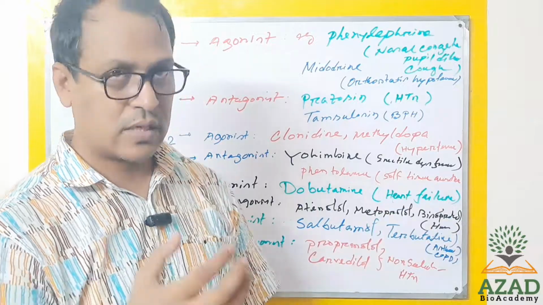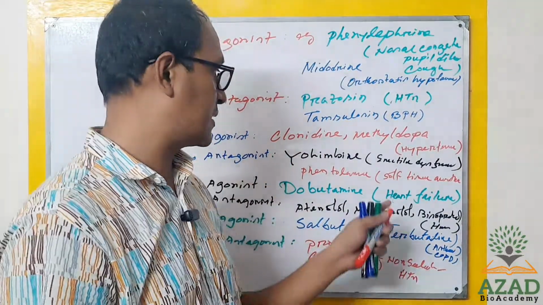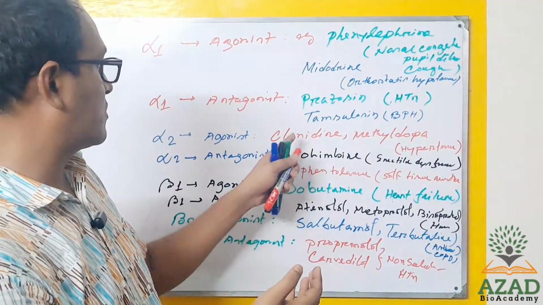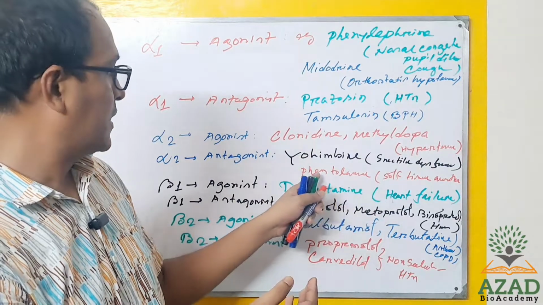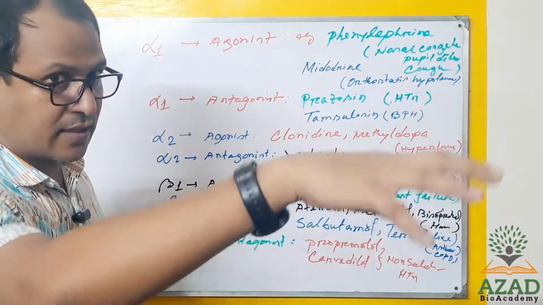So for soft tissue anesthesia, in combination with other drugs, it can be used. Also, it can be used when you withdraw clonidine, that phentolamine can be used. In that way, it can be used at a secondary level.